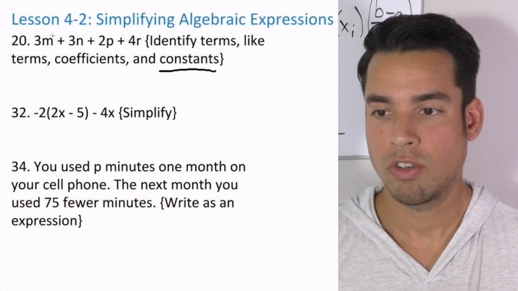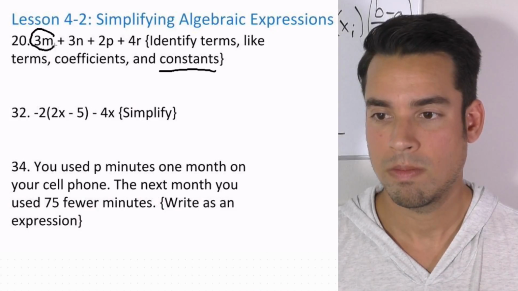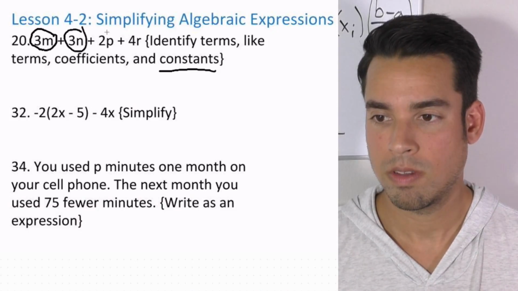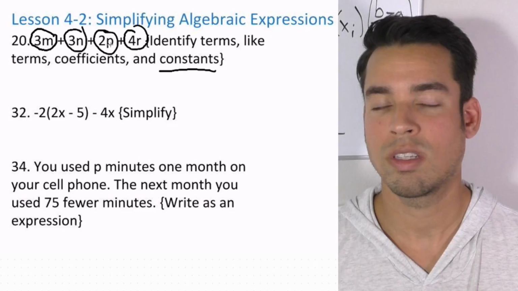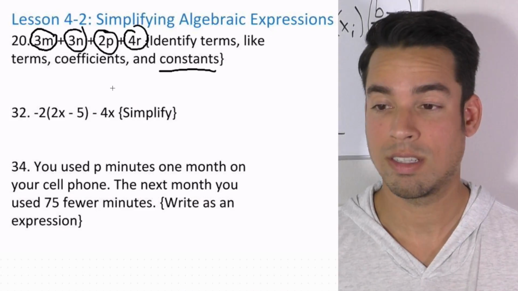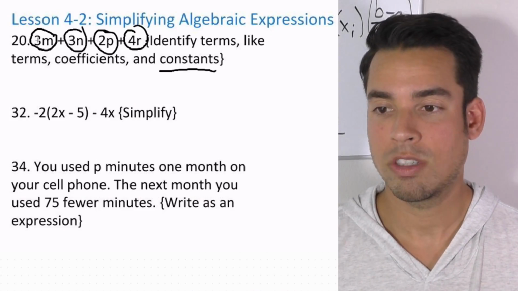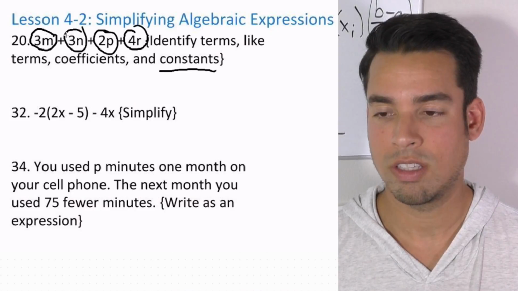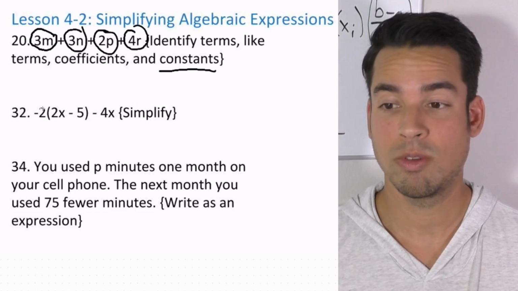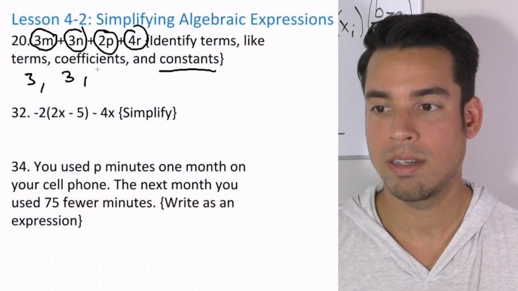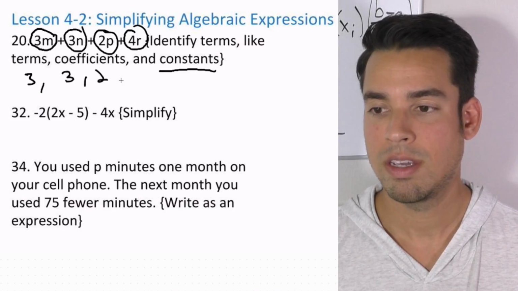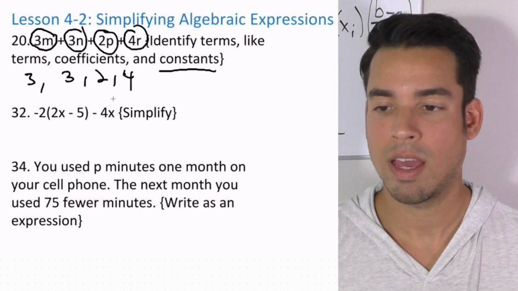We have our terms. This is a term, this is a term, this is a term, and this is a term. We have no like terms. Like terms would exist if we had different terms with the same variable, though those don't exist. Finally, our coefficients are just the numbers in front of each of these variables that are multiplying the variables. So we've got 3 times the m, 3 times that n, 2 times that p, and 4 times that r.